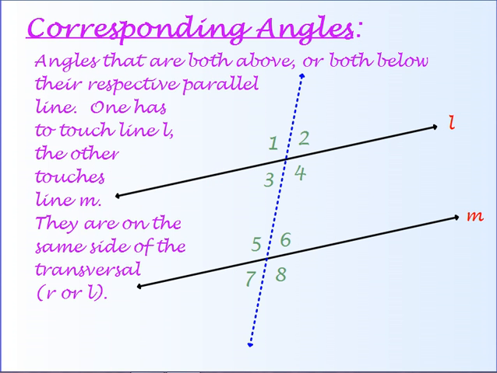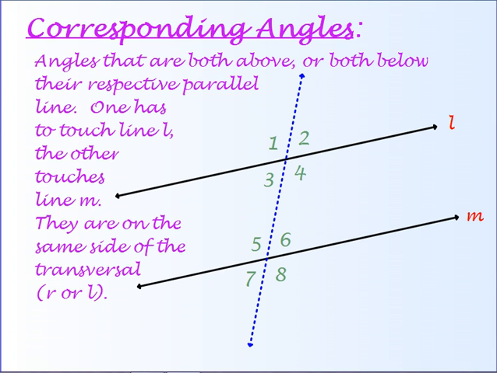The first type of angle pair we want to talk about is corresponding angles. Corresponding angles are angles that are both above or both below their respective parallel lines. So here I have 2 parallel lines. One we're going to call line L. The other one we're going to call line M.